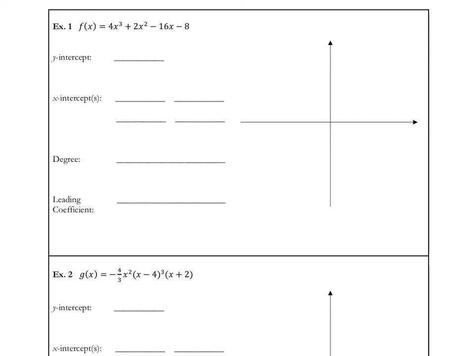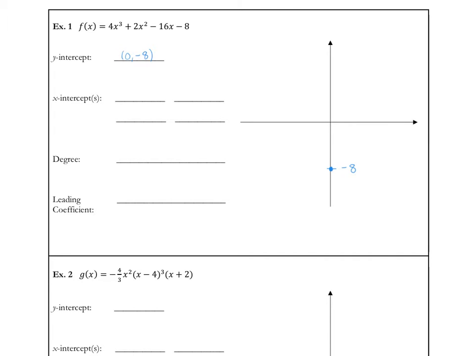All right, so for example 1, it's pretty clear to see that my y-intercept is going to be at -8. So I'm going to say (0, -8). And here's what I like to do. Anytime I get a point on the graph, I like to put it on the graph. It's just less for me to worry about later. So (0, -8), that's a point on the graph.